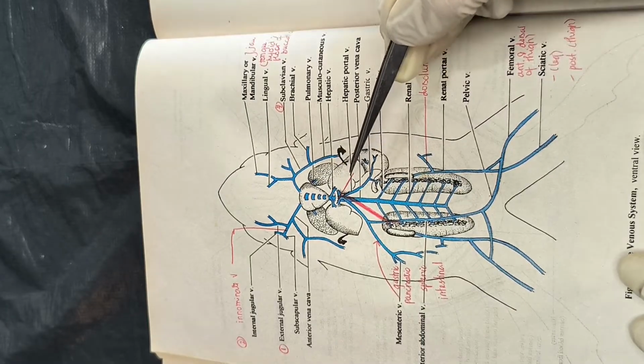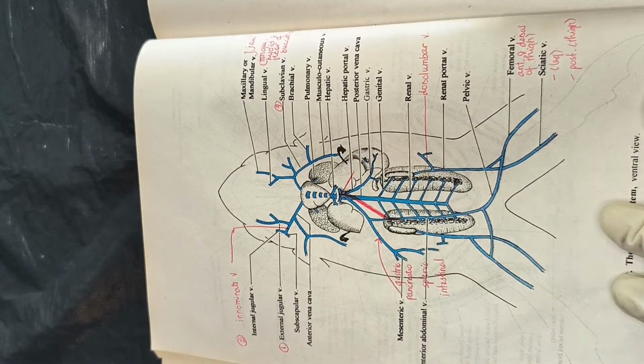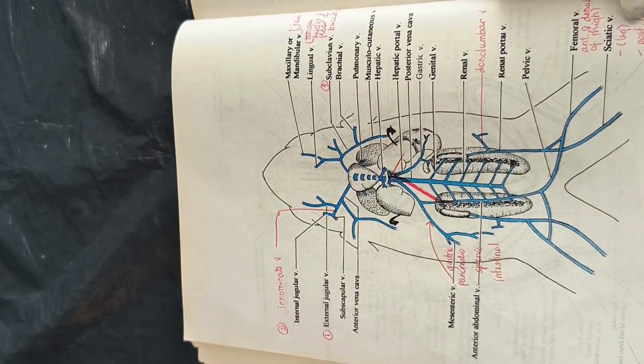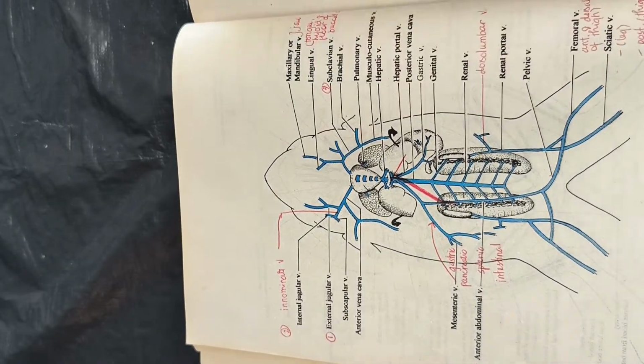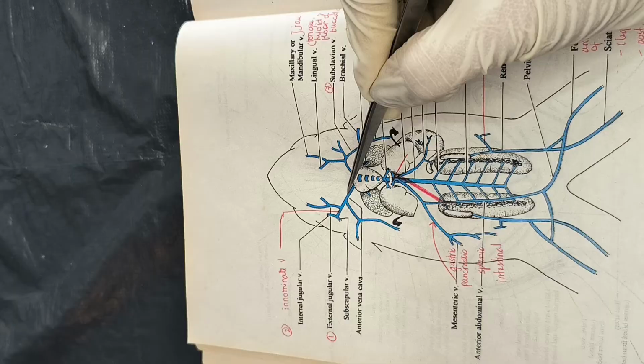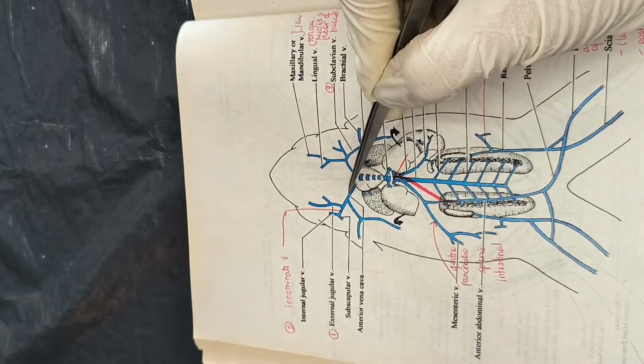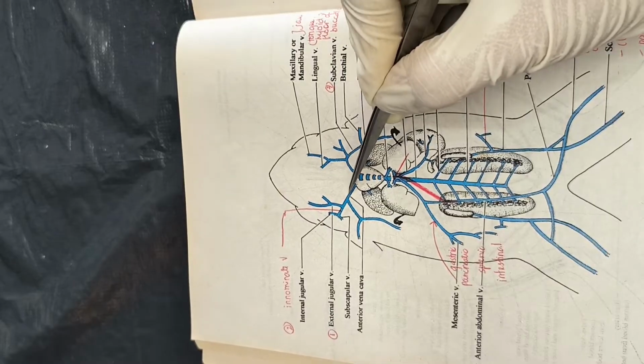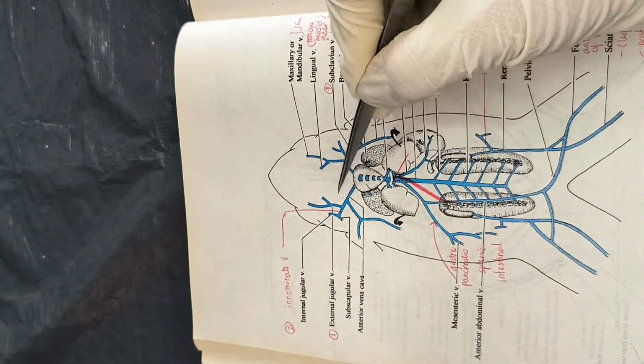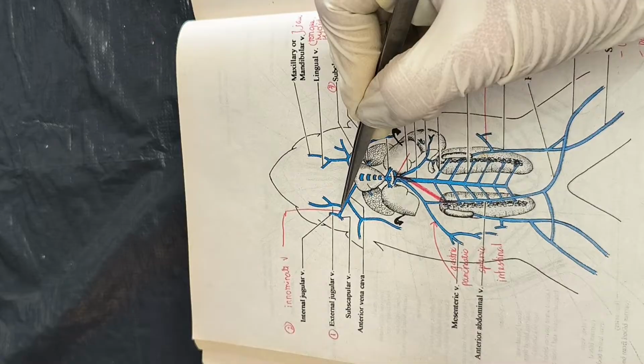Let's first take the branches of the precava. We have here the anterior vena cava, or the precava. Each precava gives rise to three branches. So you have one, two, three.